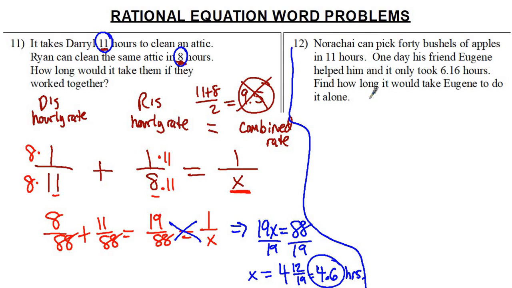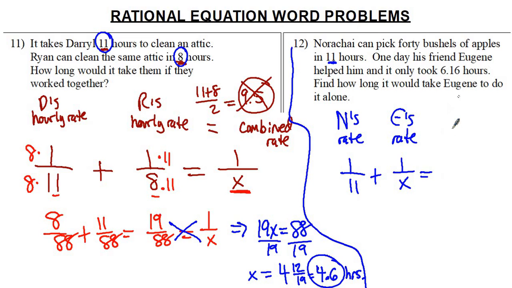All right, let's try this one right here. It says Narachi can pick 40 bushels of apples in 11 hours. His friend Eugene helps him, and it only took 6.16 hours. How long would it take Eugene to do it alone? So let's set up the same type of equation. Here's Narachi's rate, and again, he's doing 1/11th an hour, because just like that other one, it takes him 11 hours. Eugene's rate we don't know, so he does 1/x of the job per hour. We don't know what x is right now.